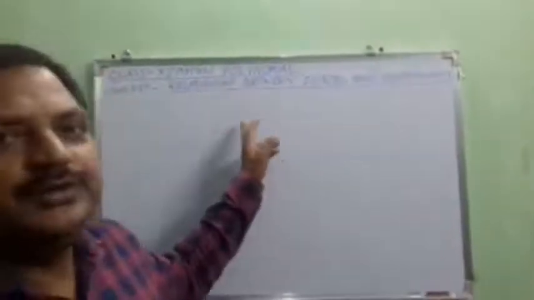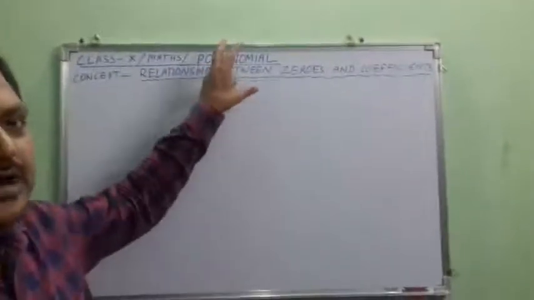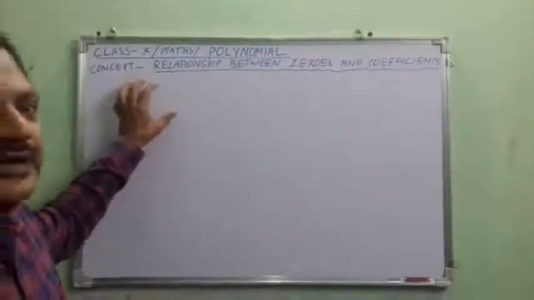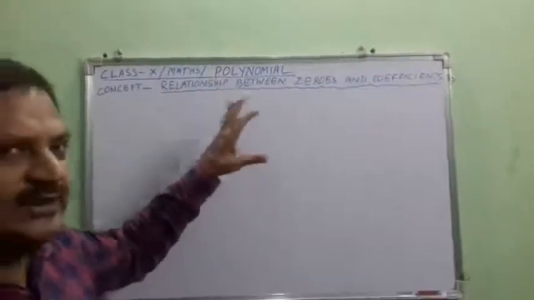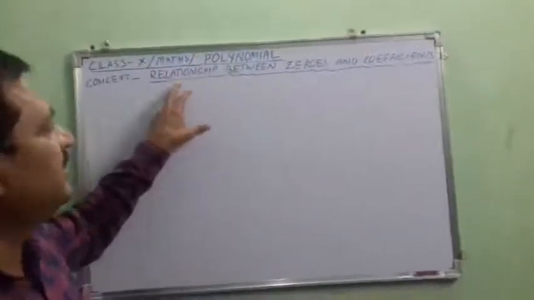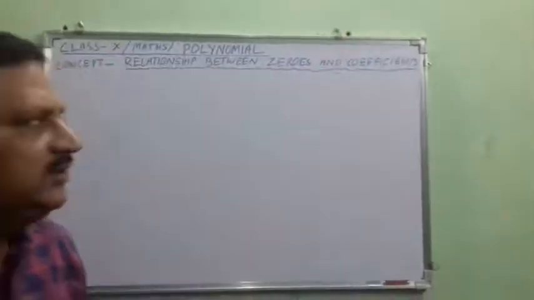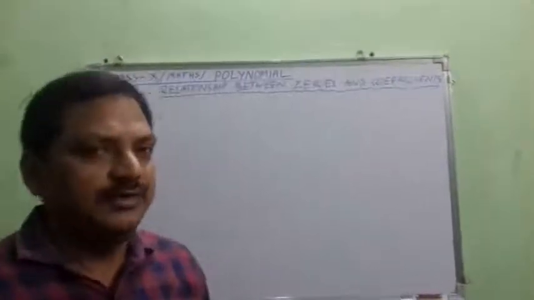Dear students, in this video today we shall learn about the second chapter of class 10th mathematics, polynomials, in which we shall concentrate upon the major concept that is very essential for you this year: the relationship between zeros and coefficients. So what is the relationship between zeros and coefficients of a polynomial?